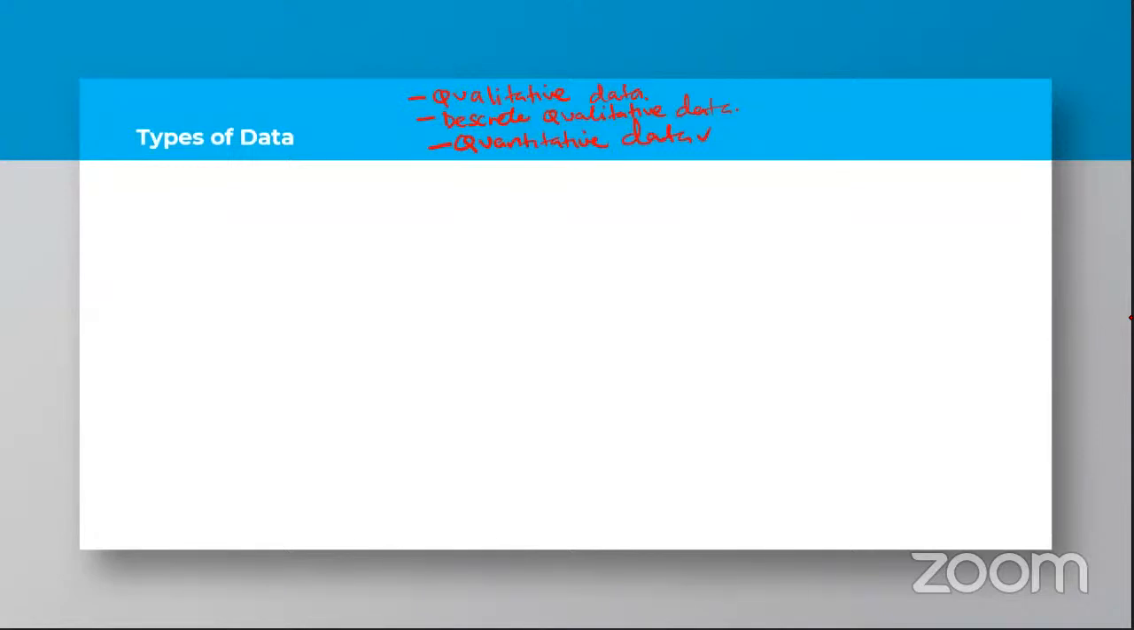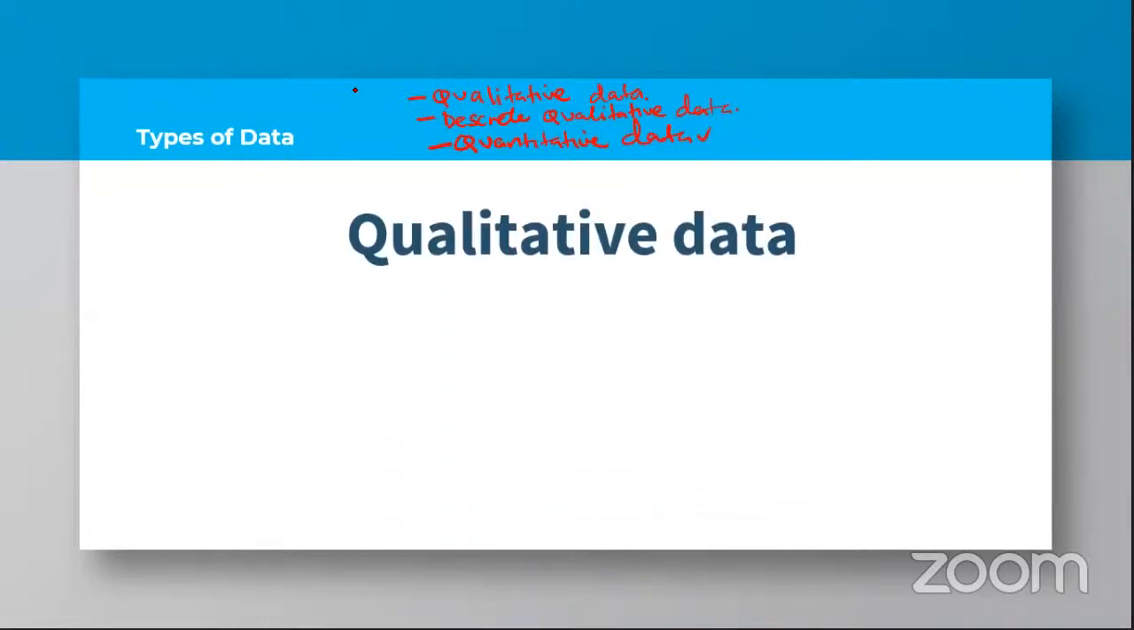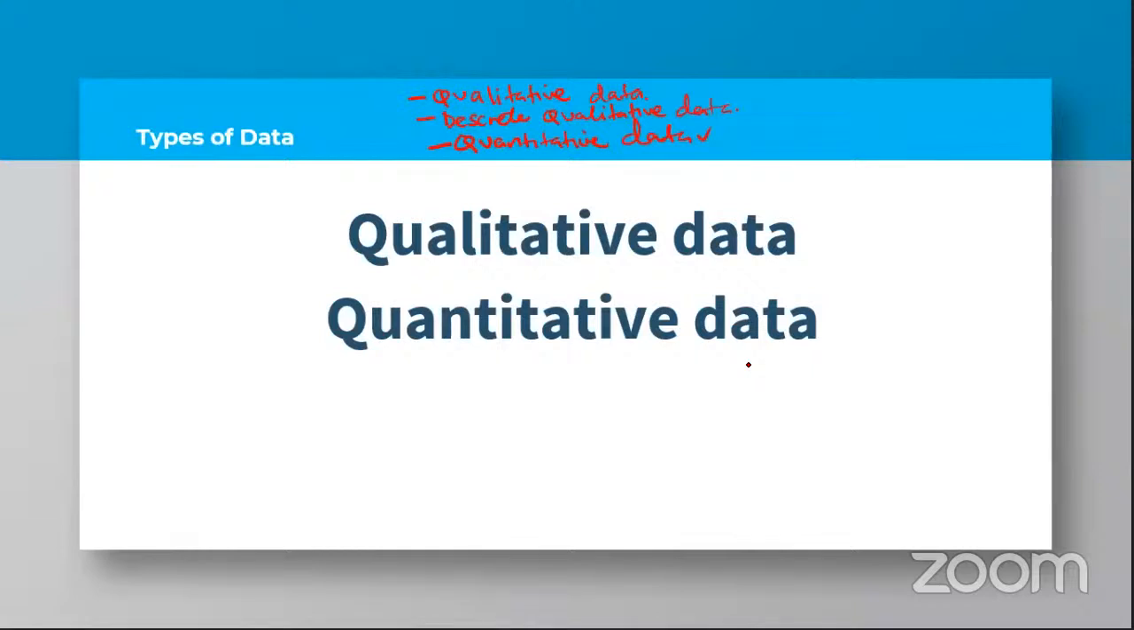Now, so good. Members have mentioned rightly that these are the different types of data that we do have. Now, in mathematics, in a broader sense, we have two types of data. One of the types is what we call qualitative, which someone has mentioned, and then the other one that we have is quantitative. We have qualitative and then quantitative.